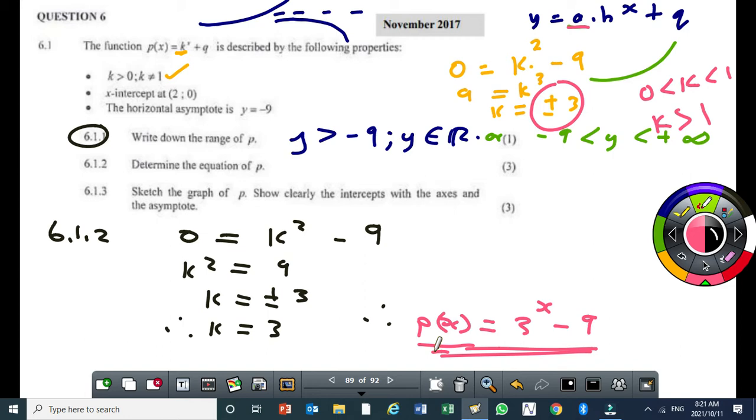Then 6.1.3, sketch the graph of P, show clearly the intercept with the axis and the asymptote. Now here, the good thing is we are given the x-intercept, so I just need to determine the y-intercept if it exists. Okay, is there anybody else got any questions?